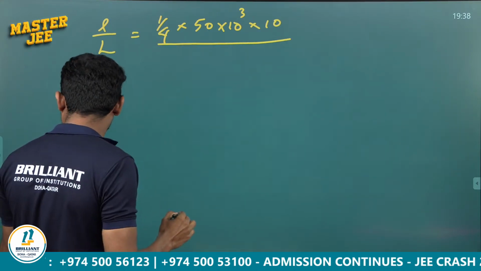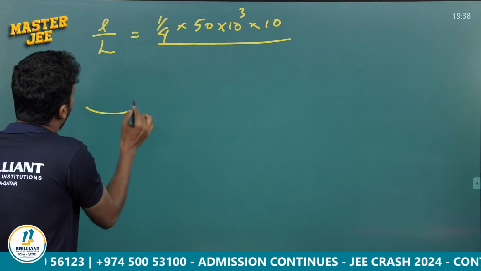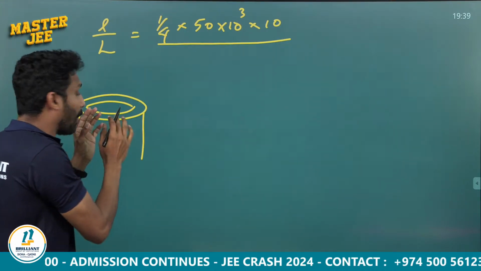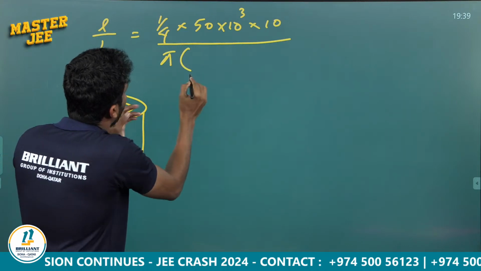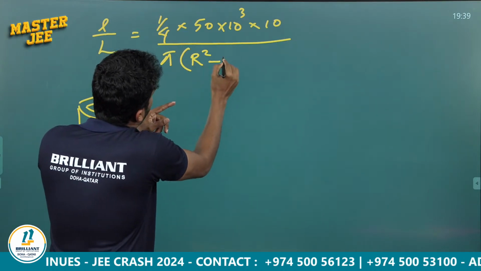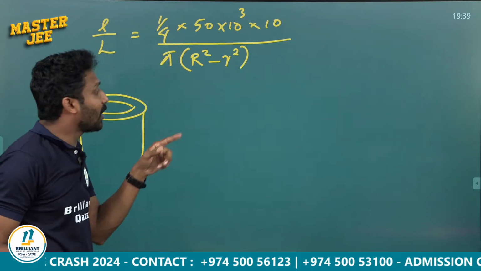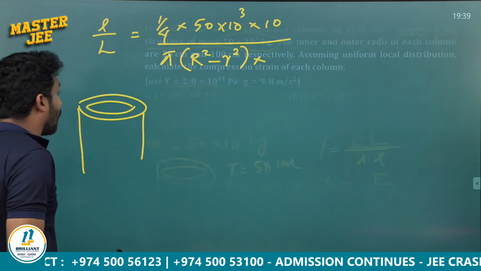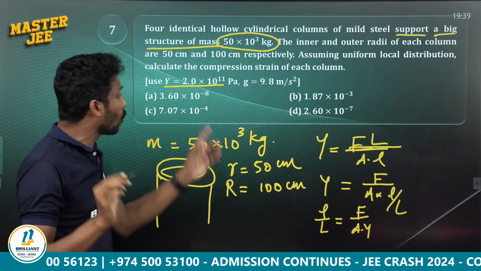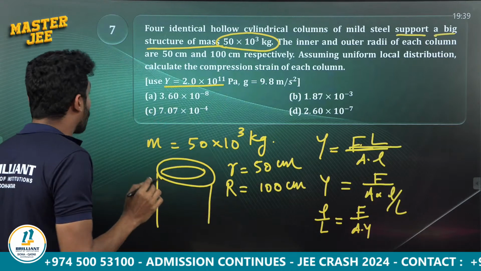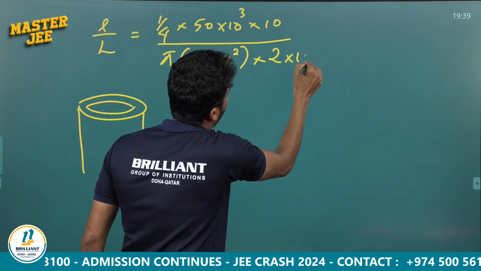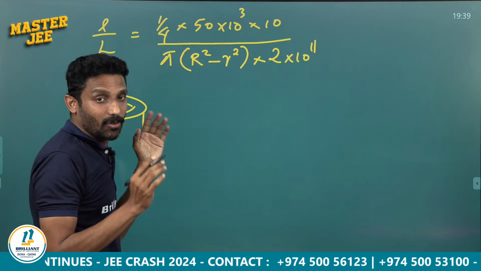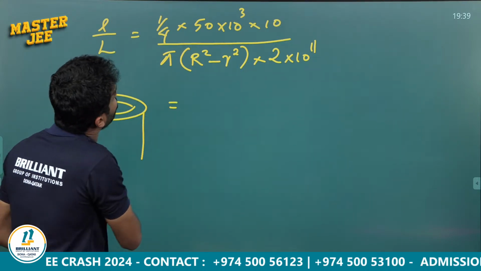area. What will be the area of this column? The area of this column is pi into outer radius square minus inner radius square, into Young's modulus of the material. Young's modulus of the material is 2 into 10 raised to 11. Understood? Then the outer radius is given 100 and inner radius is given 50. We can put the values here.